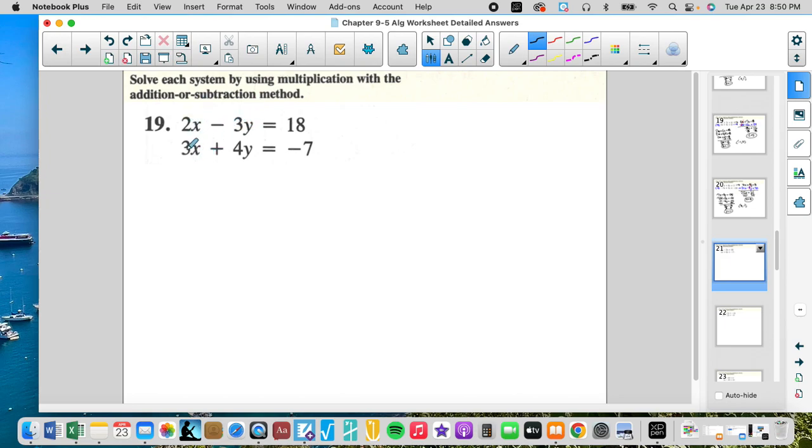Oh, here we are. Now, we can choose these two, or we can choose these two. I'm going to choose these two. I'm going to choose to get rid of y because at least the signs are opposite. So I'm going to multiply the top one by 4 and the bottom one by 3, because that'll produce 12, which is the least common multiple of 3 and 4. So we have two new equations. That's going to be 8x minus 12y equals 32.